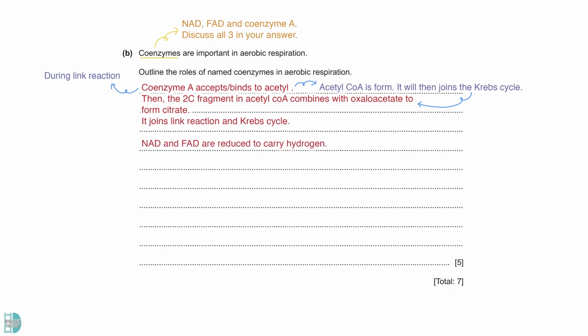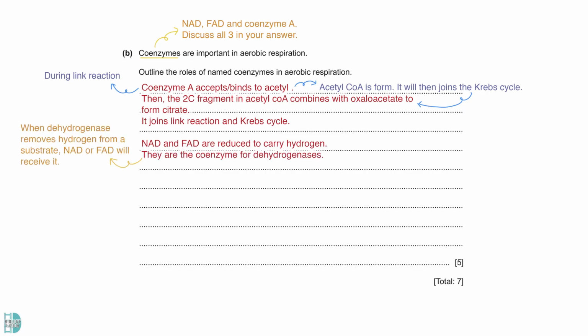NAD and FAD are reduced to carry hydrogen. When a dehydrogenase enzyme removes hydrogen from a substrate, NAD or FAD will receive it. This is why we call them the coenzymes for dehydrogenase. NAD is reduced in glycolysis, the link reaction, and the Krebs cycle. FAD accepts hydrogen in the Krebs cycle only.